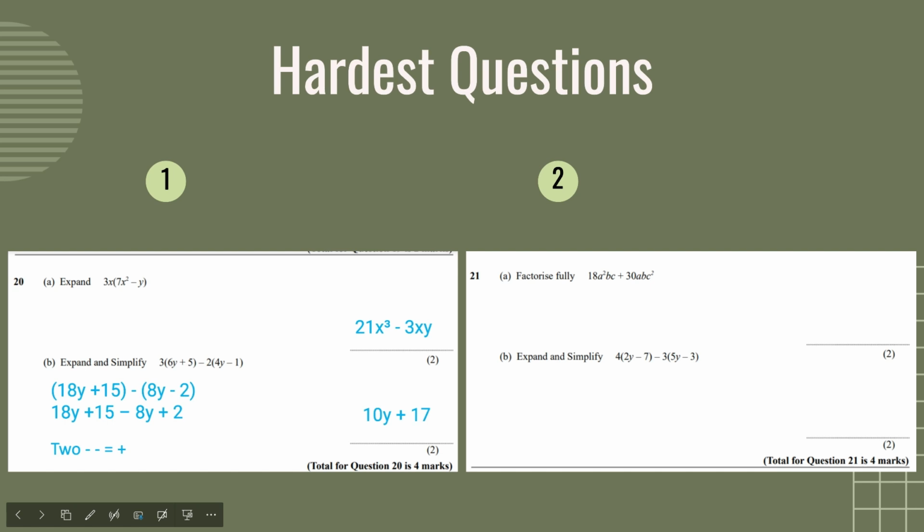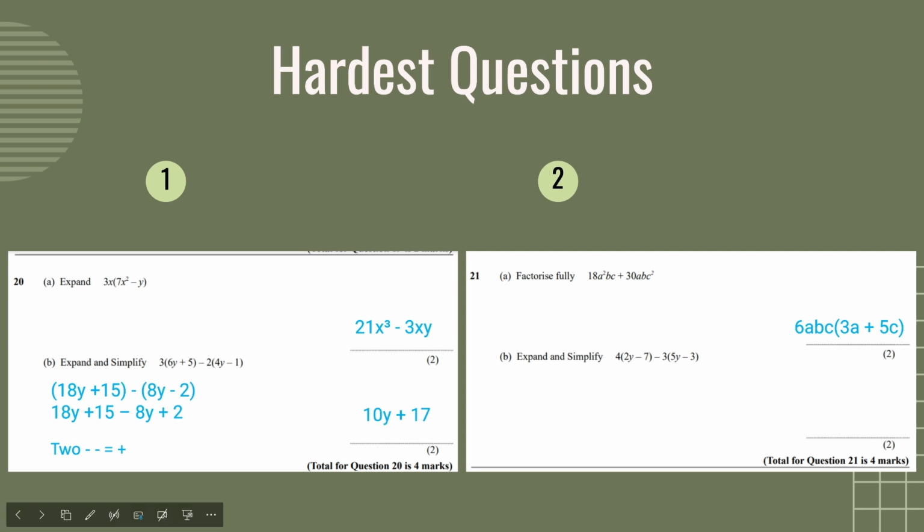Part A of our second question says, factorise fully 18a squared bc plus 30abc squared. So, we take out a factor of 6abc, and then we simply would have to times that by 3a to get our first term and 5c to get our second term. So our final answer would be 6abc bracket 3a plus 5c.